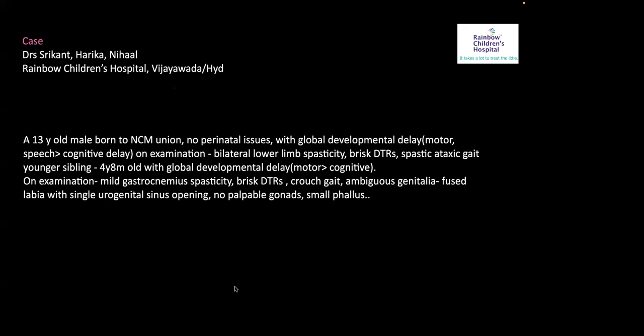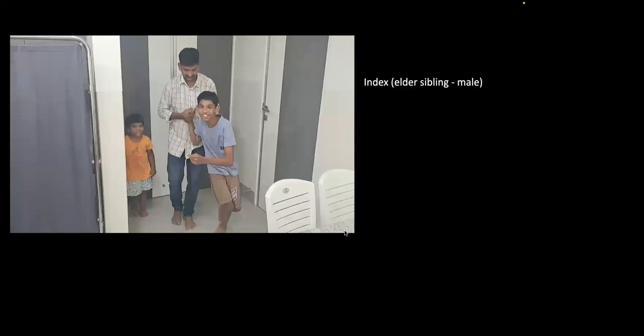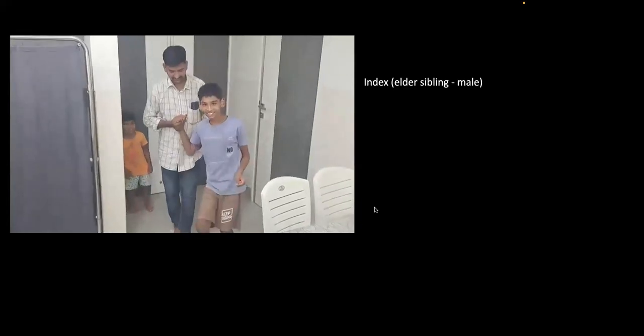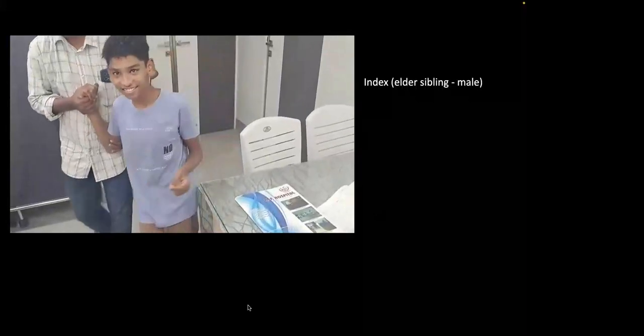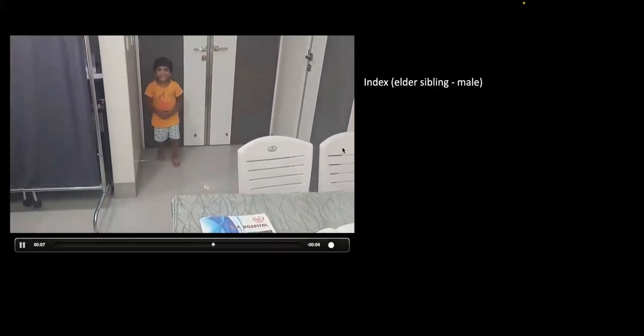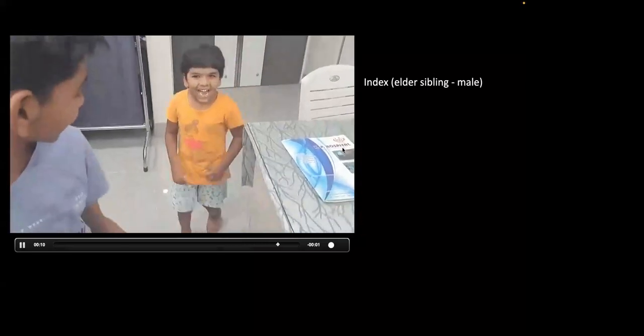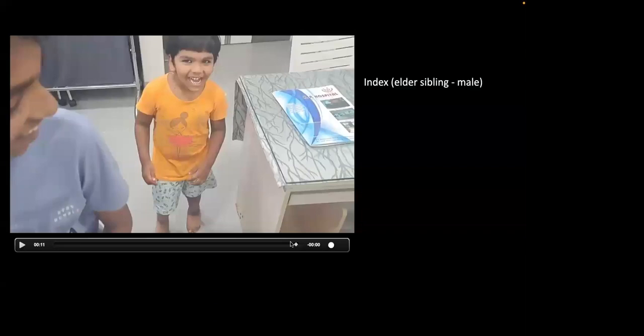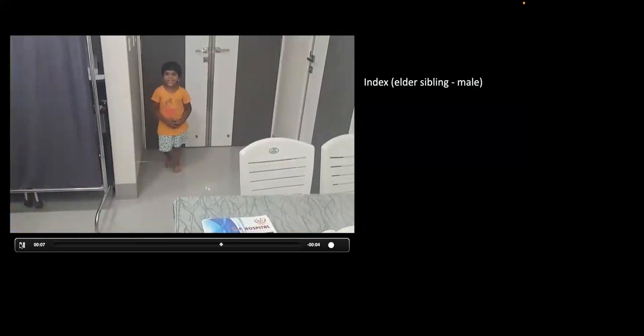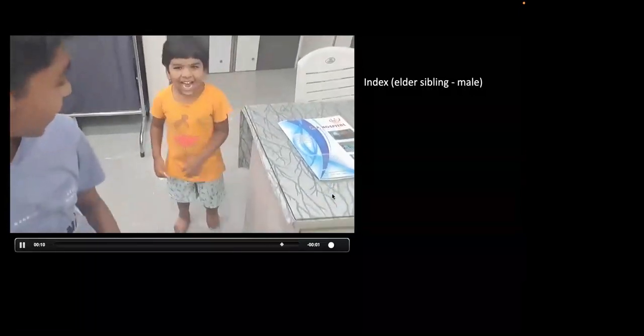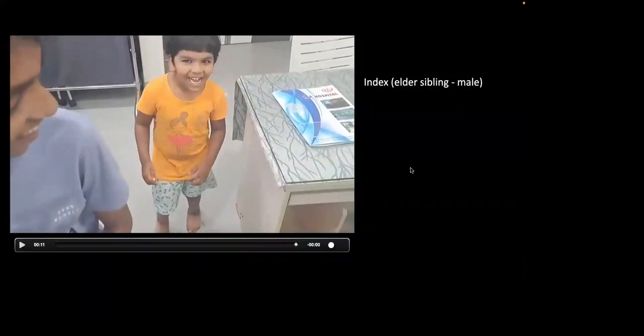At the time of birth, ambiguous genitalia was identified in this child, with fused labia, a single urogenital sinus opening, no palpable gonads, and a small phallus. This elder sibling is the index child. The younger sibling, who is now 4.5 years old, is raised as female. She has a similar clinical phenotype, but milder compared to the elder sibling. Okay. All right, so we have the imaging of the elder sibling.